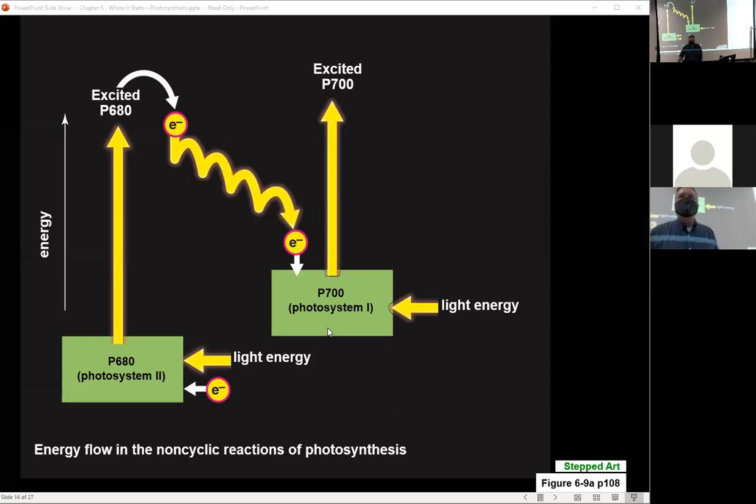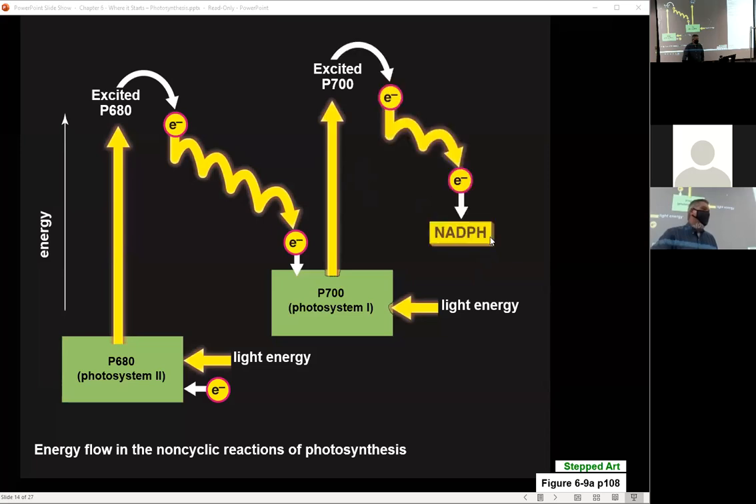Again, they're going to enter an electron transport chain. This time, it's a shorter electron transport chain. Can anybody tell me what happens at the end of this electron transport chain? What work is going to be done? So we're going to reduce what? Okay, so at the end of this shorter electron transport chain, a molecule of NADP is going to be reduced to NADPH.